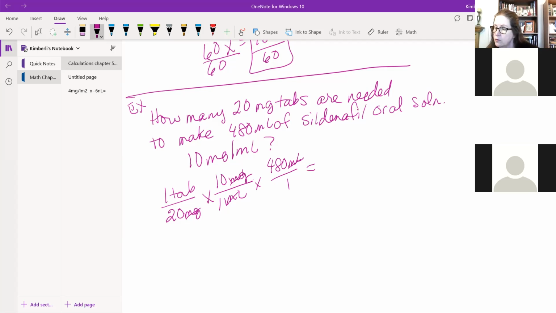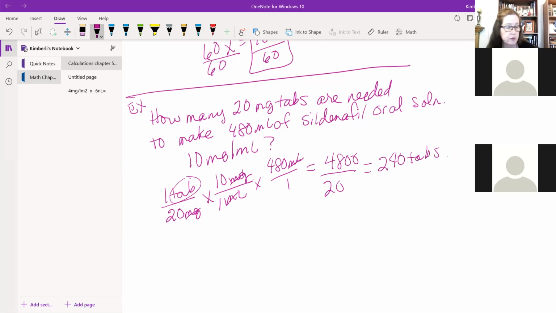Now, when I answer the question, I'm going to end up with tablets because that's the only unit left. So 10 times 480 is 4,800 divided by 20. 240. Yeah, so I would need 240 tablets.